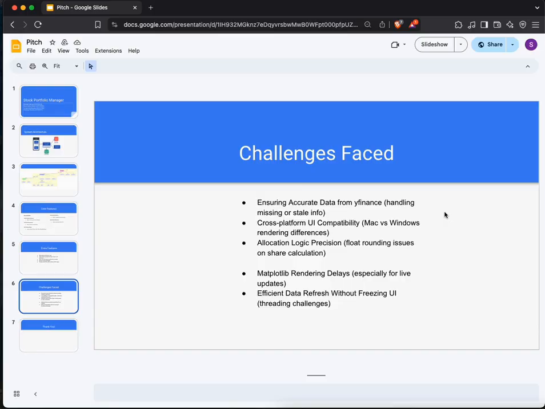And finally, like any meaningful project, we ran into a few challenges. Ensuring accurate data retrieval from Yahoo Finance API, especially handling missing and outdated entries, making the UI cross-platform compatible, especially across Mac OS and Windows, handling float rounding issues during share calculation to ensure budget precision, dealing with matplotlib rendering delays, especially when the graphs had to be updated dynamically, implementing efficient threading to fetch data without freezing the GUI, ensuring a smooth user experience.